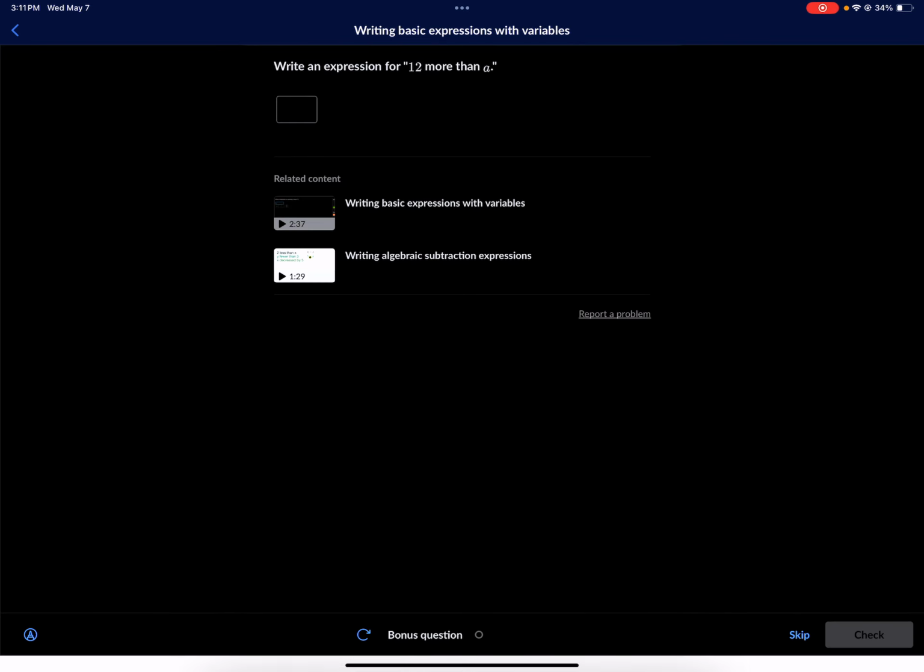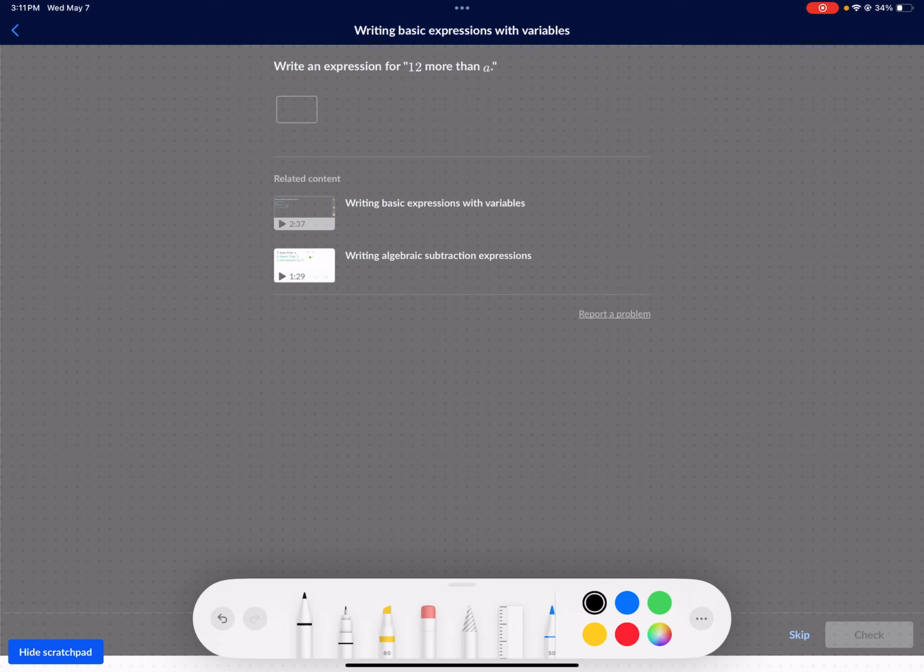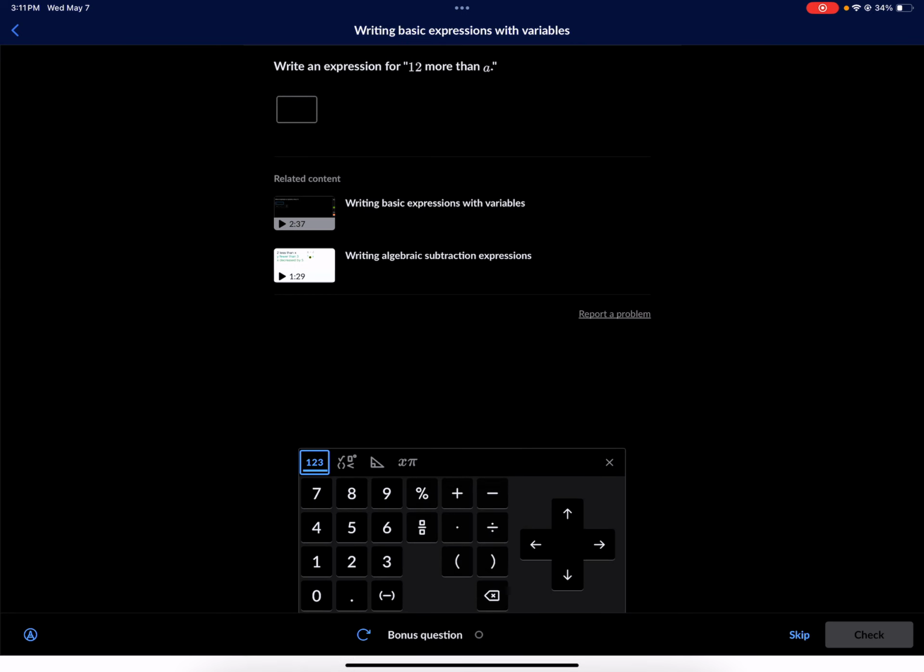Okay, bonus question. I'll let you guys take a crack at this as well. 12 plus A. What's another way we can write this? A plus 12, because remember, it's interchangeable, so it doesn't matter where you put it. I'll put 12 plus A, but either way works.